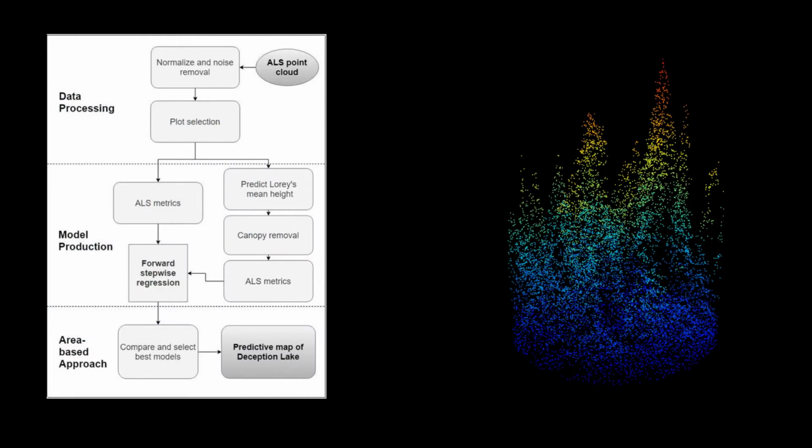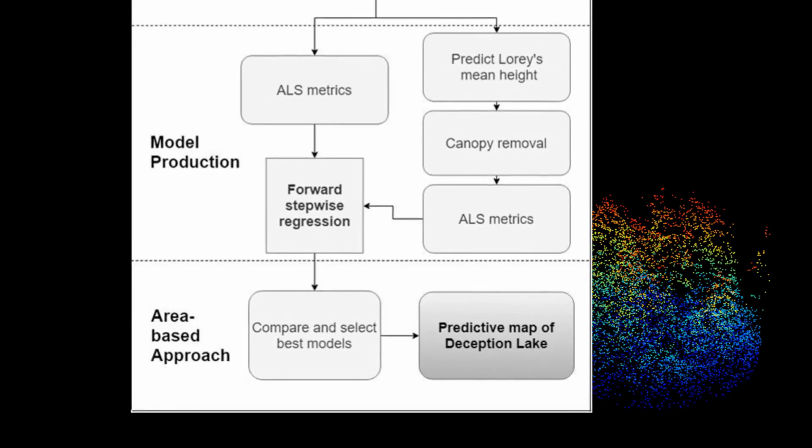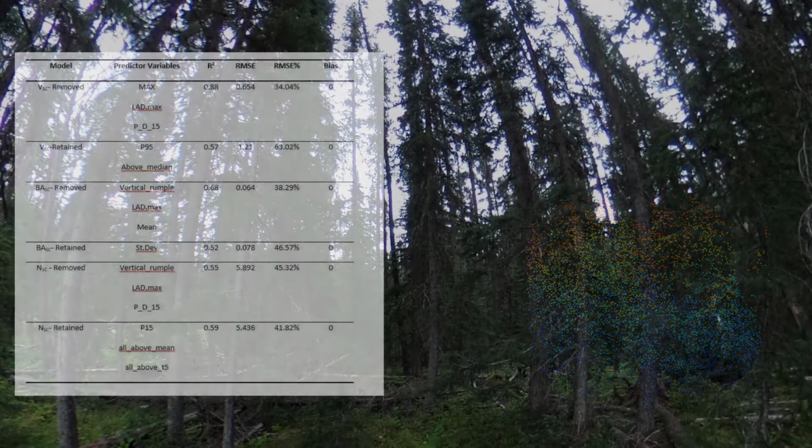Once we had all the plots, the next step was to remove the canopy for each to isolate the sub-canopy. Using our previous definition of the canopy, it was then removed to isolate the remaining point cloud that represented the sub-canopy. A suite of ALS metrics were then generated for the sub-canopy point cloud. The resulting metrics were tested through forward stepwise regression to determine the strongest predictor variables that will be selected to make models for sub-canopy basal area, sub-canopy volume, and number of sub-canopy trees.